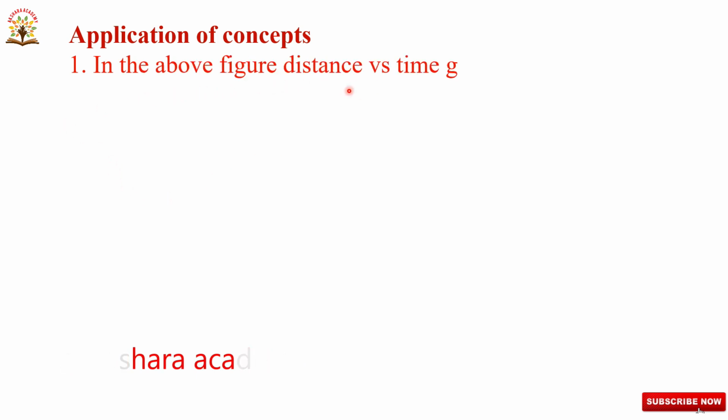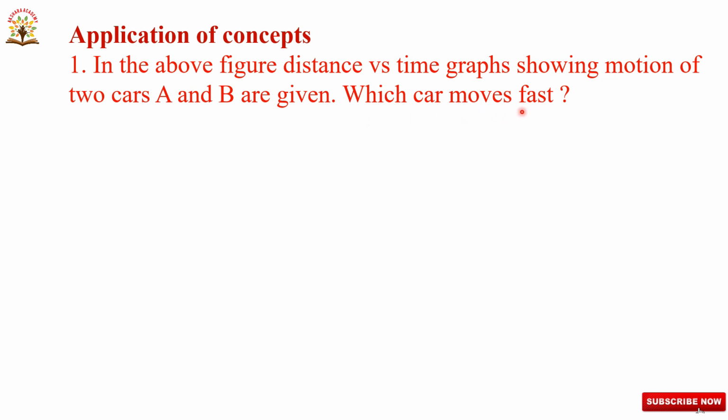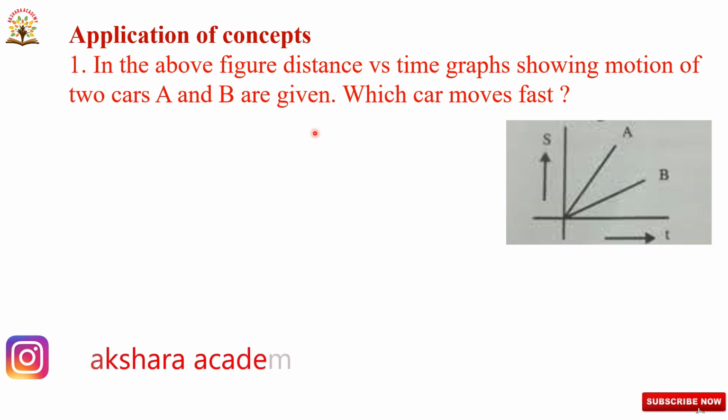In the above figure, a distance versus time graph showing the motion of two cars A and B is given. Which car moves first? Now see this picture carefully. This is the distance-time graph. Here we are taking distance along the y-axis and time along the x-axis. A and B are the two cars showing the motion, and this is the behavior of this graph. So from this figure we have to find which car moves fast.